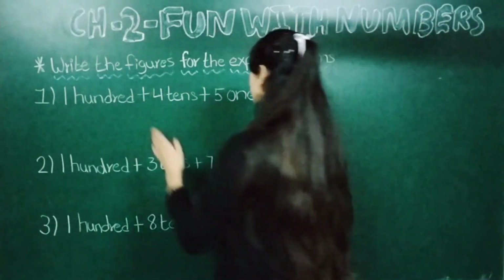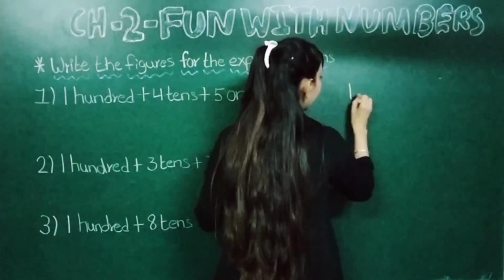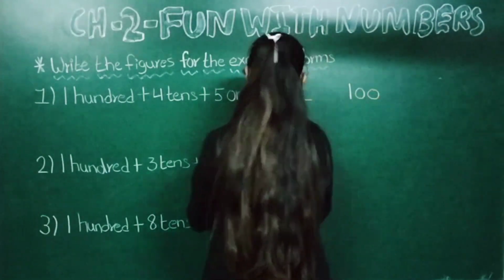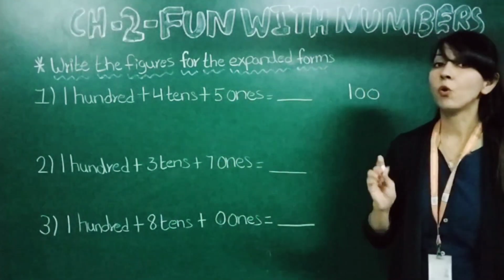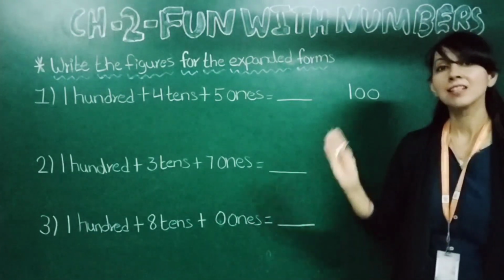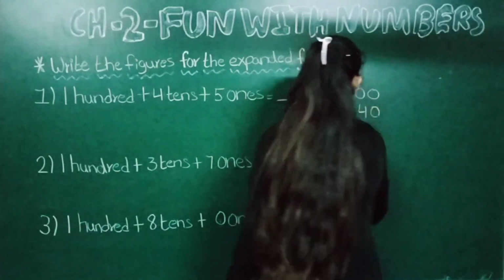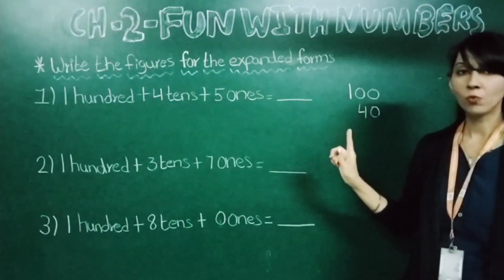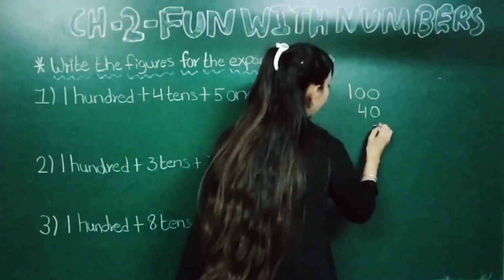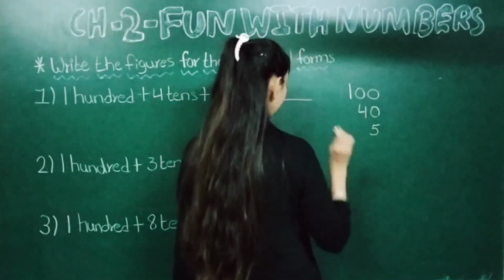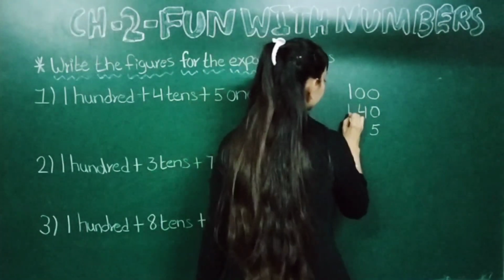First of all, now see 100. So 1 double 0, 100. Okay. Now 4 tens. 4 times tens. Yes. So 40. Now 5 ones. So here we will write 5. Now we will just add this. Okay. We will add this.